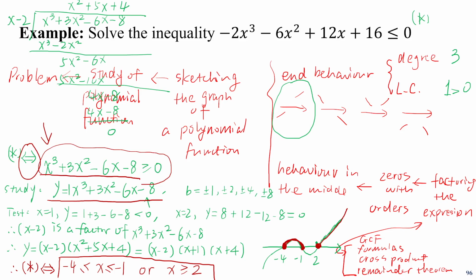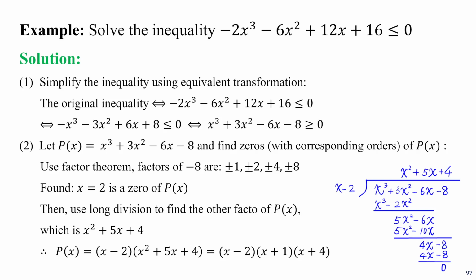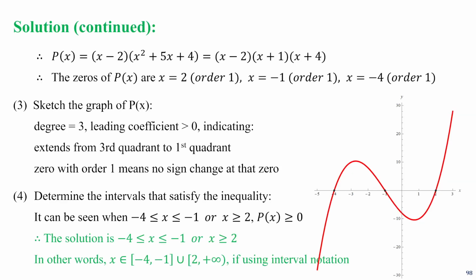Okay, here is a nicer writing of the solutions. You can just follow these procedures, right? First simplify, and then study the corresponding polynomial function p(x). If you can factorize p(x) to this, then next we can try to sketch its graph in the middle, like this in steps 3 and 4.